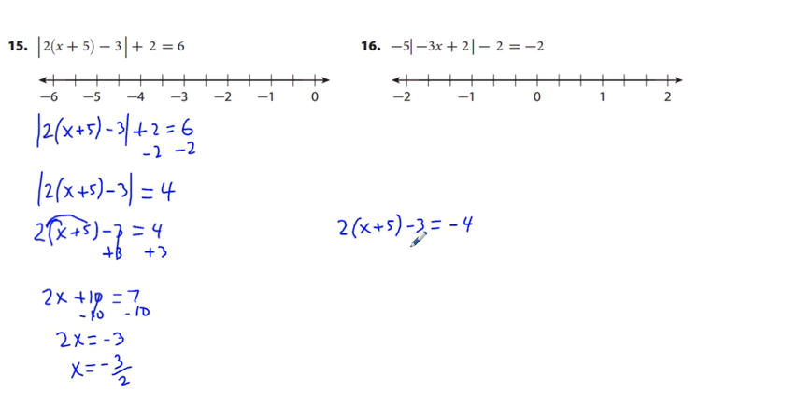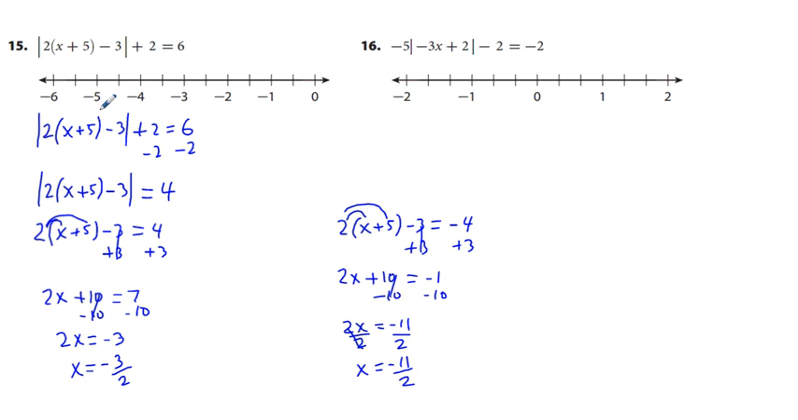We're going to add 3 to both sides, so we get, I'm going to add, 2x plus 10, right? That's the distribution here. 2x plus 10 is equal to -1. And if we subtract 10, we're going to get 2x is equal to -11. Dividing by 2, we get x is equal to -11 halves.